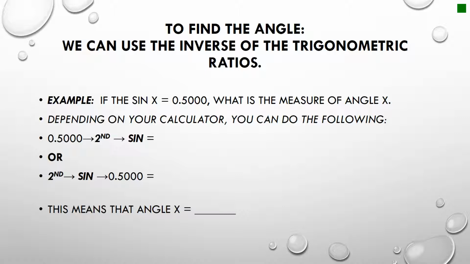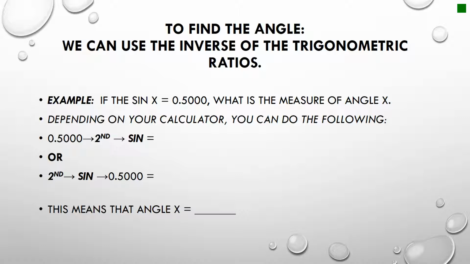So to find an angle, we can use an inverse of your trig ratio. So let's say that sine of our angle is equal to 0.5. Sine is opposite over hypotenuse. So let's say that our opposite is 6, and our hypotenuse is 12. So 6 divided by 12 is 0.5. Okay, we'll show you that example in a minute.